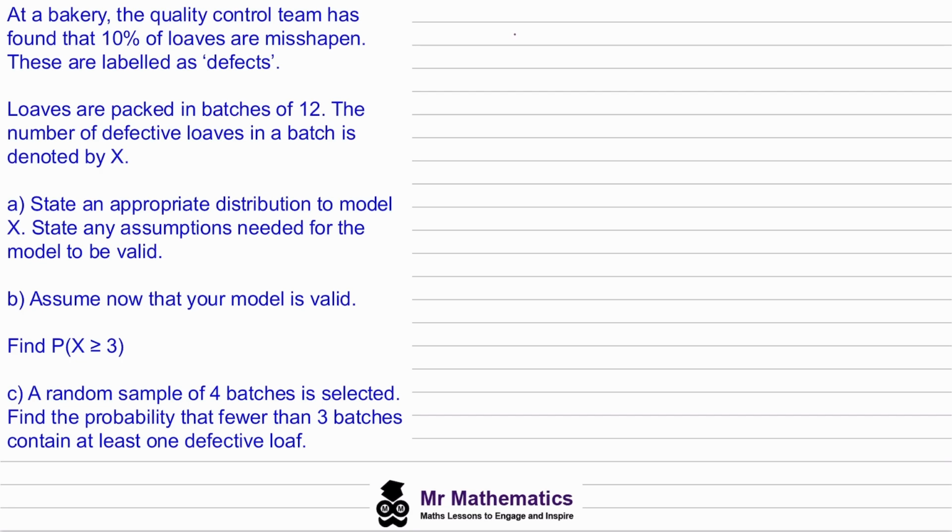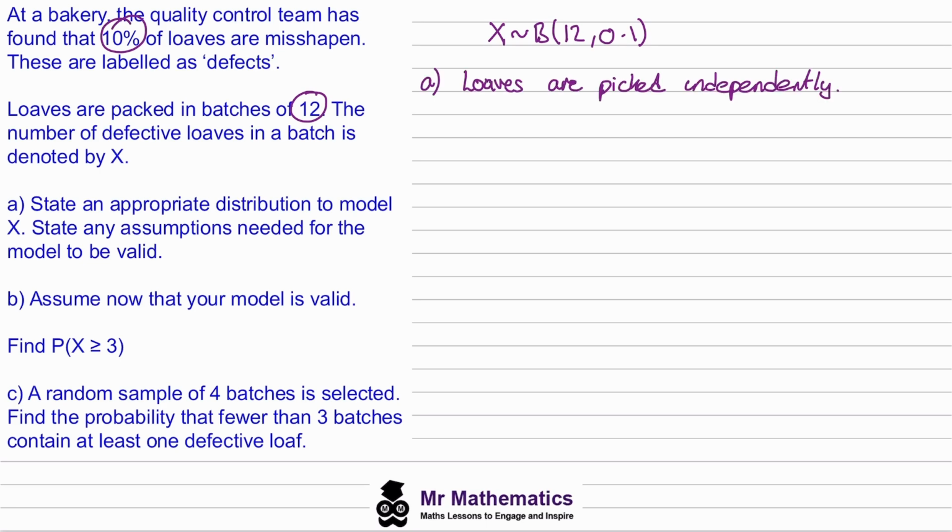Okay, so how did you get on with that? If we define X as being distributed binomially with 12 trials and a probability of success of 0.1, we don't need to define X because it's defined for us here. In order for this model to be valid, we need to assume that the loaves are picked independently, and that the probability of each loaf being defective remains constant.